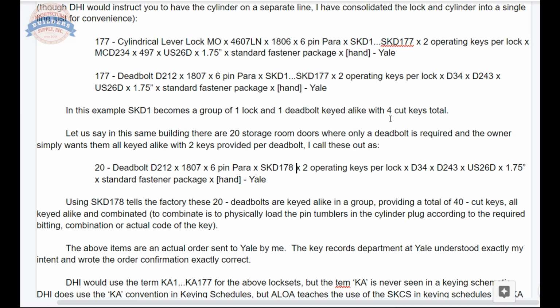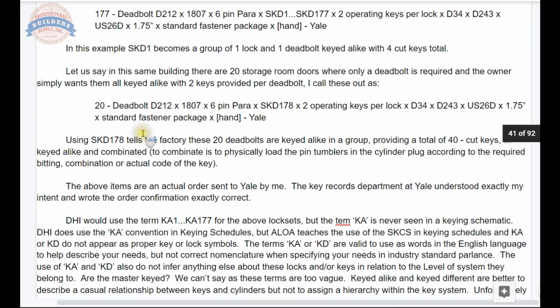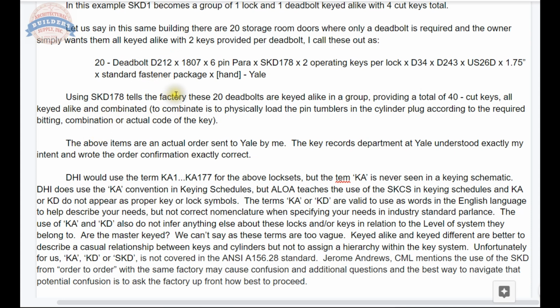and keying. So SKD 178, where does that come from? Well, that'll be the next key in the series. 2 operating keys per lock, latch, strike, finish, door thickness, fastener package, etc. So that should give us, by using SKD 178, 20 deadbolts keyed alike in a group with a total of 40 cut keys. All keyed alike and combinated.